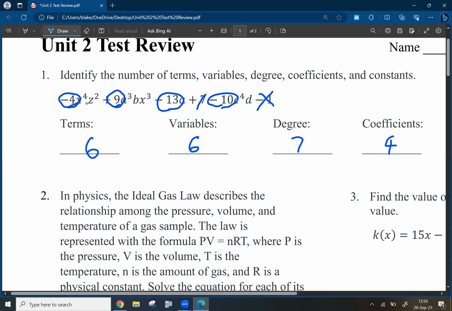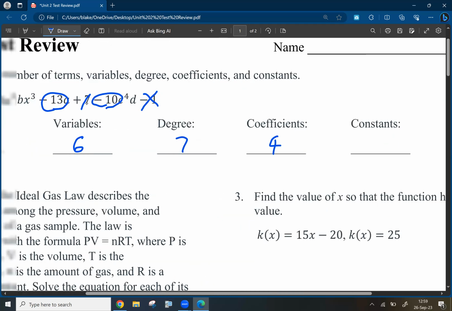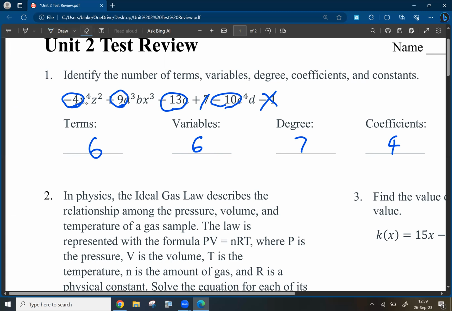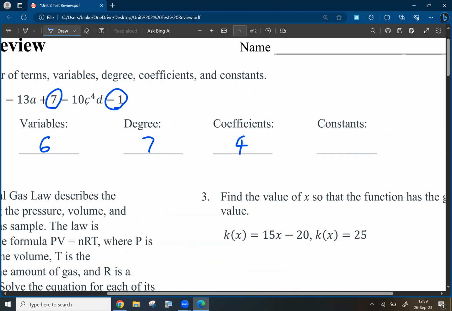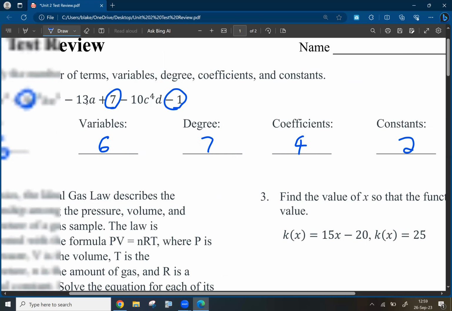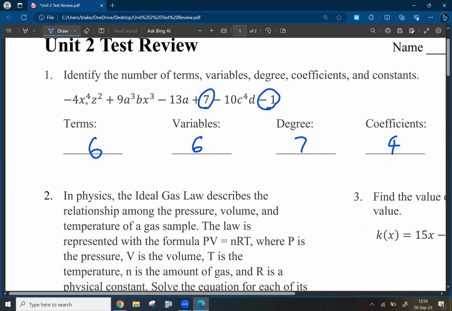And then finally, constants. Constants are the numbers without variables, which are the 2 that I just crossed off, the 7 and the 1. No variables and no variables. So 7 and -1 are 2 constants, only 2 constants. All right. So that is it for number 1. Number 2.